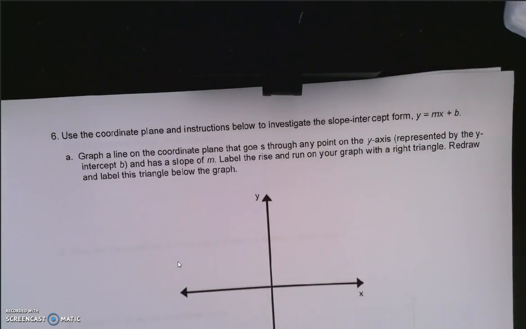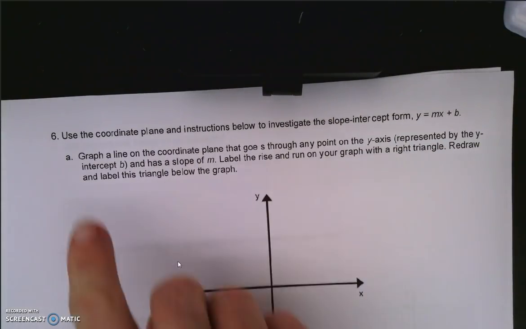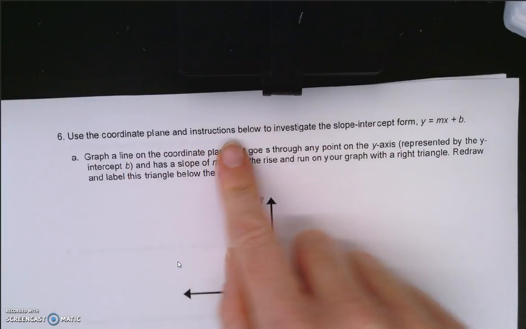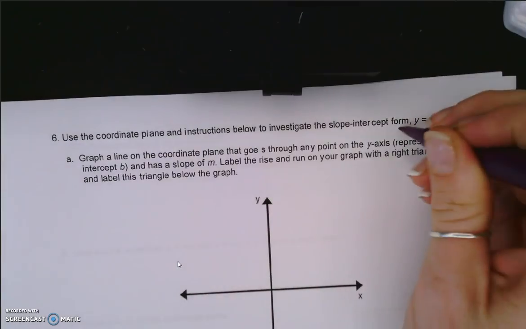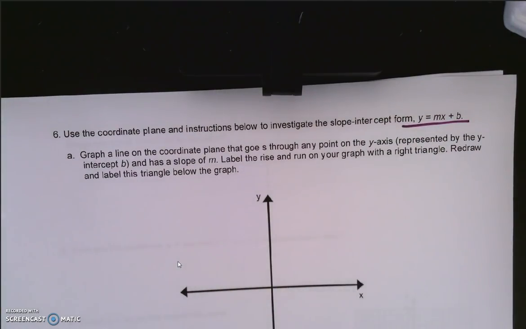Number 6. Let's read the directions. Use the coordinate plane and instructions below to investigate the slope-intercept form y equals mx plus b. Remember, we're going to be looking at the same situation, except now, instead of being given a numerical slope, we're going to replace that with the variable m.